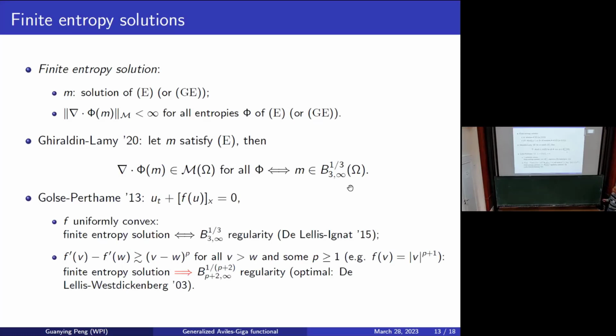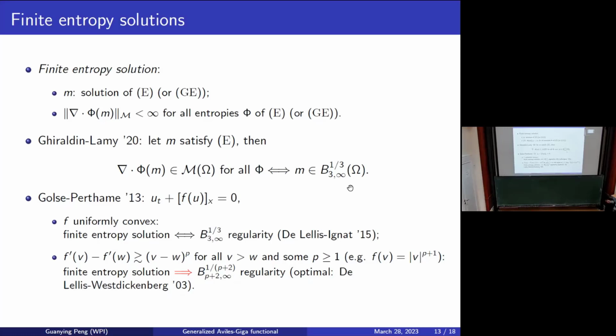So this was essentially done by Golse and Perthame in 2013. So they considered the scalar conservation laws in one space dimension with a flux function under the assumption that f is uniformly convex. So they obtained the same regularity, so the index 1/3, for finite entropy solutions. So essentially they established the forward implication, and the backwards implication is a simple consequence of a work by Eikonal and Ignat in 2015. And then they also considered more general flux functions satisfying this type of quantitative control.